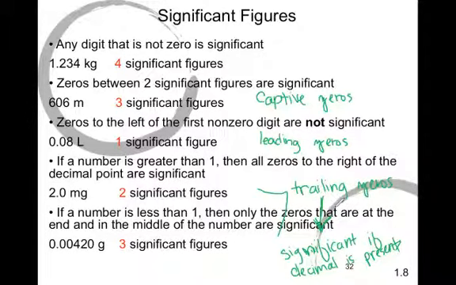So here, these 3 zeros are leading zeros. They're never significant, so we don't count these as significant figures. This is a trailing 0. There is a decimal point in this number, so the trailing 0 is significant. So we have a total of 3. So hopefully by just remembering these 3, captive zeros, leading zeros, and trailing zeros, and the rules for them, that'll help make it a little easier.